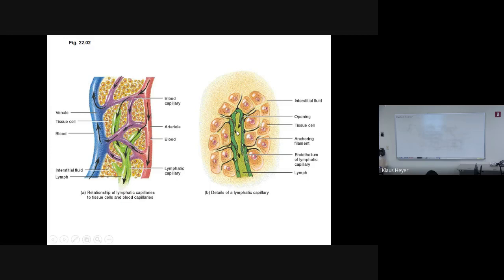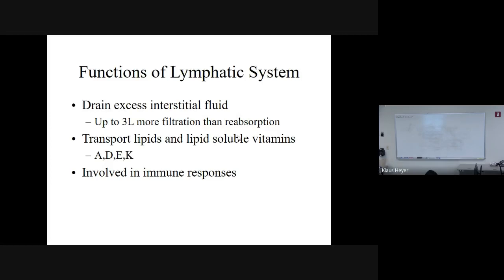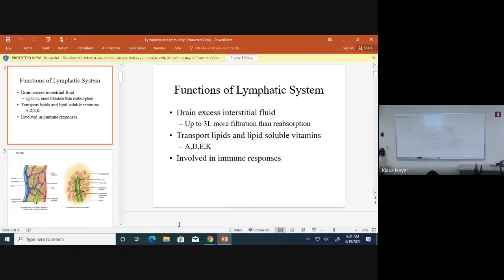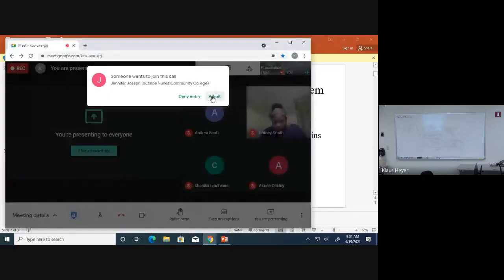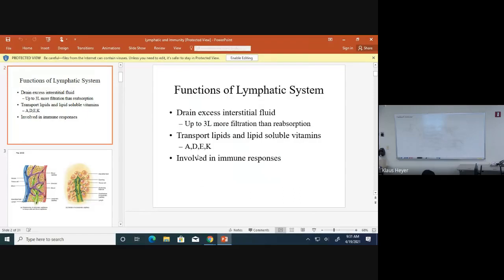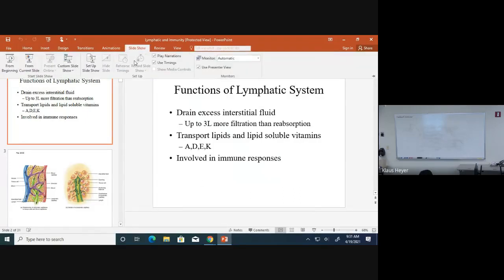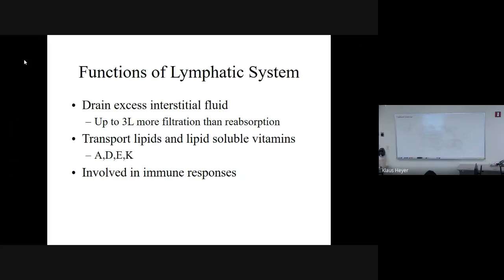But anyway, this is pulling in extra interstitial fluid. That's one of the functions. The other function is to transport lipids and lipid-soluble vitamins. Remember, those 4 vitamins are lipid-soluble. And then third, it is involved in immunity. There are some immune responses that come out. Those are the three functions.